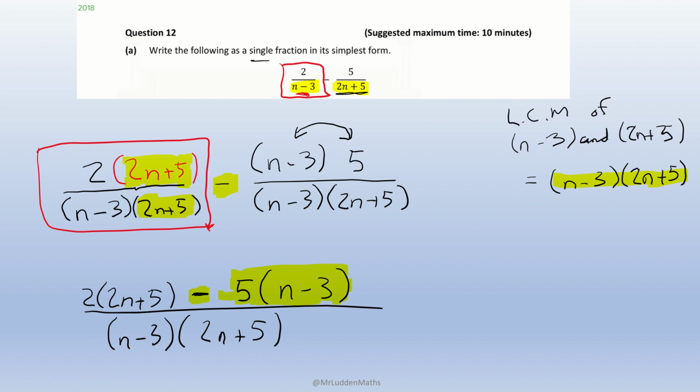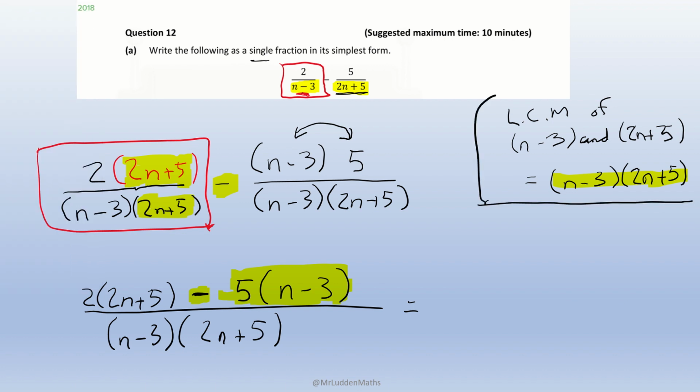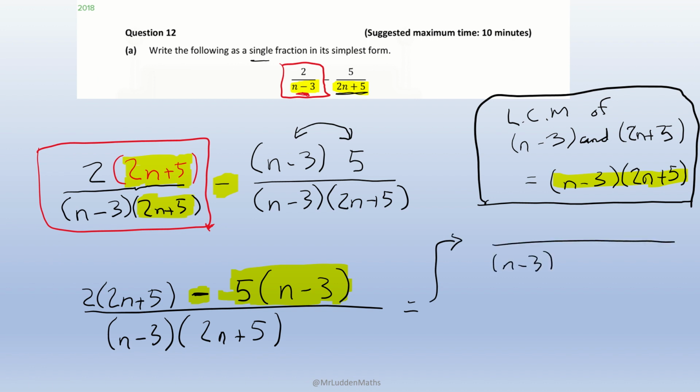Everything. So we're just going to be careful about that in my next line. In my next line, my bottom is going to stay the same. I might actually just give myself a bit more room there. So I'm just going to section off that, and I'm just going to go up here. So at the bottom, I'm going to have n minus 3, and 2n plus 5.